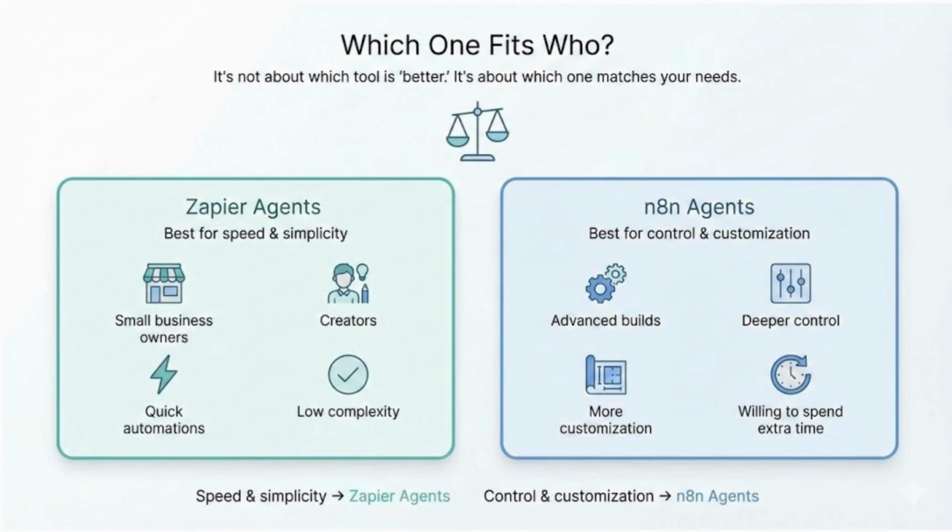So which one should you choose? Here's the simplest answer. If you're a small business owner, a creator, or anyone who wants quick automation without complexity, Zapier agents will feel smooth. It's fast, guided, and beginner-friendly. But if you're building something more advanced, or you want deeper control, or you're okay spending extra time customizing things, n8n agents are going to fit better. So it's not purely about which tool is better. It's about what matches your needs. Speed and simplicity, go for Zapier agents. Control and customization, go for n8n agents.